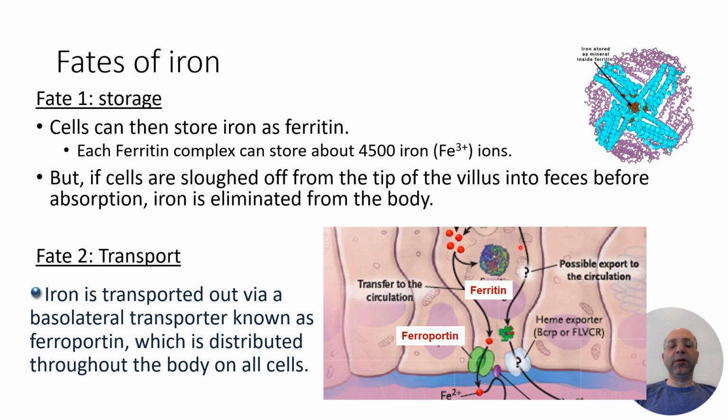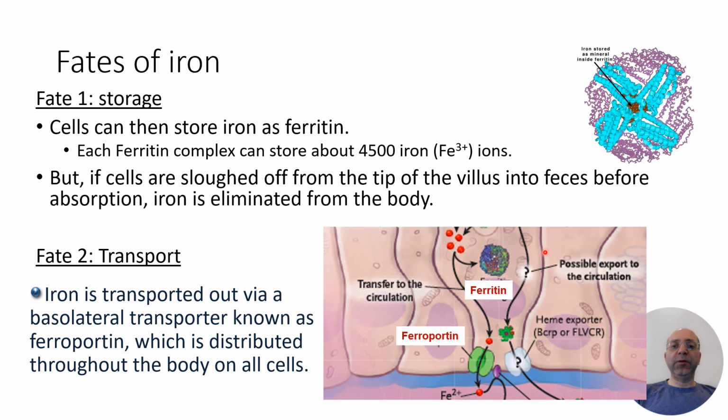Here, when iron enters the intestinal cells and is converted to Fe+3, it has two fates. The first fate is storage by a protein called ferritin. Ferritin is a large protein, and it can store about 4500 iron ions. So this is a lot, by the way. This iron can also exit the cell through a transporter called ferroportin. This same transporter exists in macrophages, by the way.